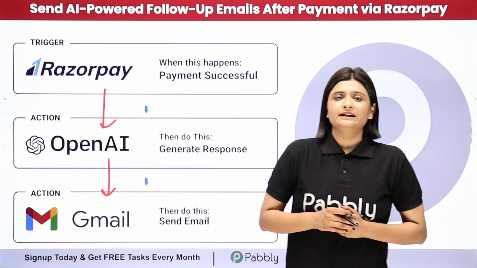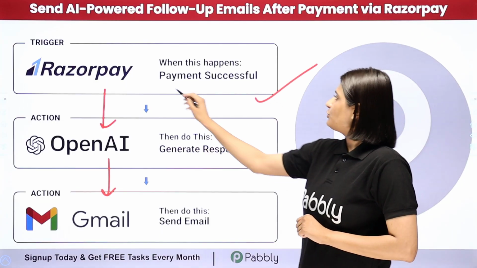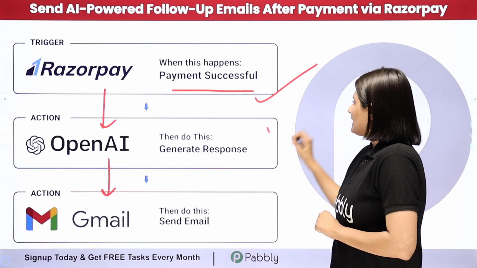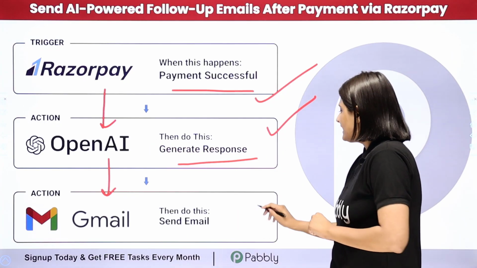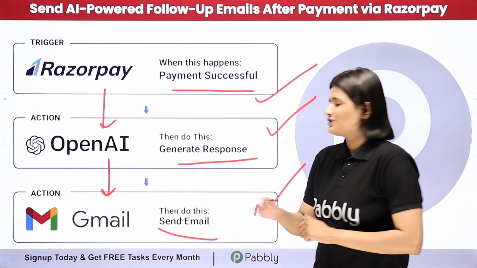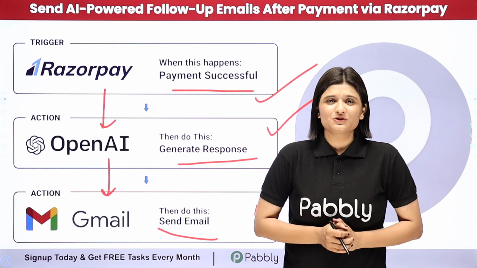With the help of Pabbly Connect, I am going to build this connection in such a way that whenever I receive a new payment in Razorpay, automatically I am going to generate a follow-up email with the help of my OpenAI, and then I am going to send this with the help of Gmail. Now if you want to learn the step-by-step process, then let me take you all to my screen.